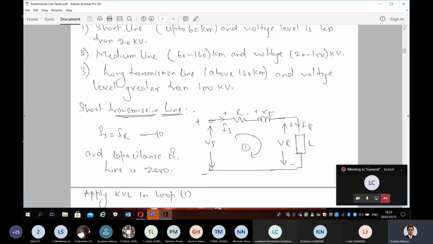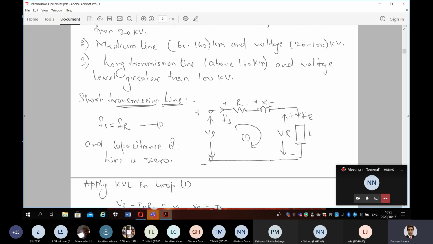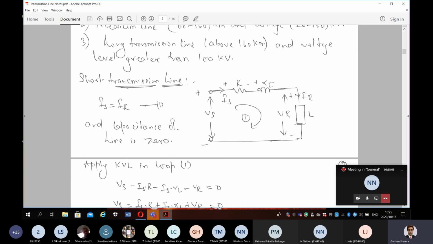Okay, so now the circuit is very simple, guys. I have a resistance, I have the reactance, I have the sending end voltage, sending end current, receiving end voltage, receiving end current, and here I have the load. I have marked an arrow in this direction, that I will move in a clockwise direction in this loop.